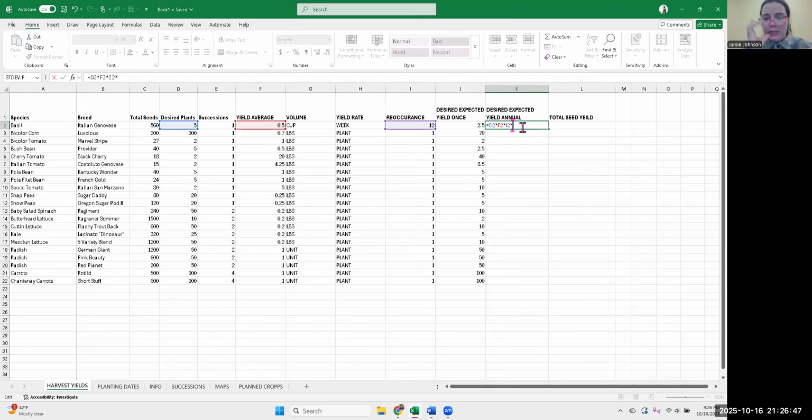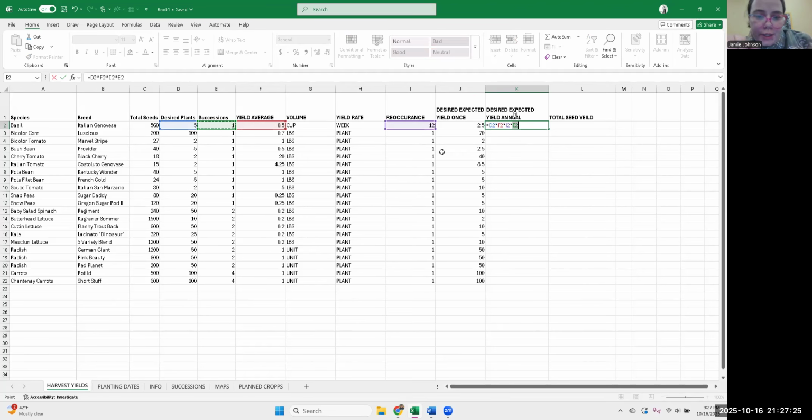We're actually going to update this formula to add successions, because right now we have desired plants times yield average, which is what I get when I harvest the whole field once, because my yield averages are per plant.